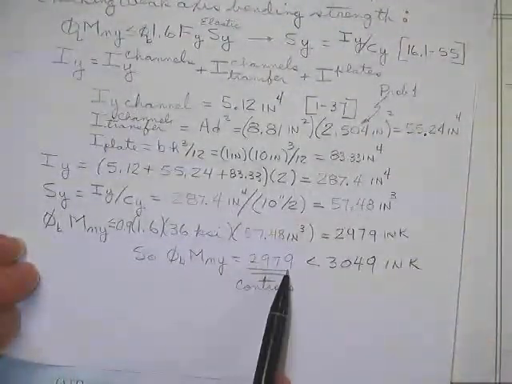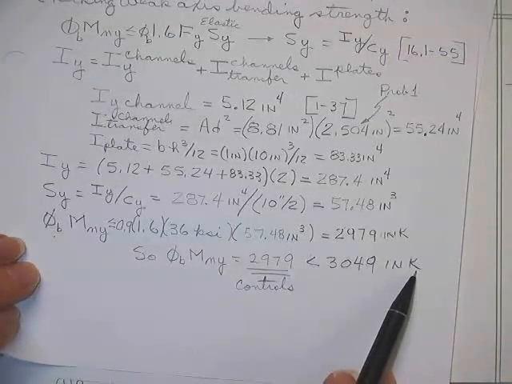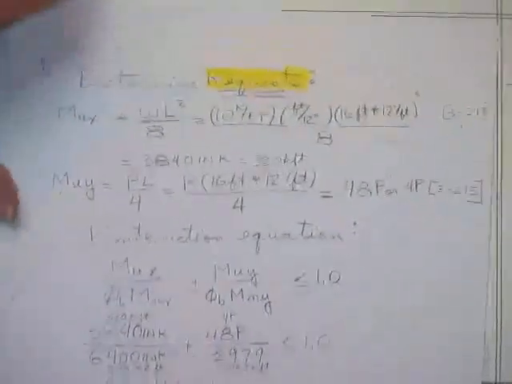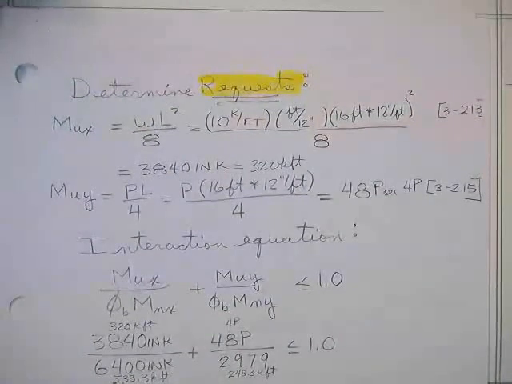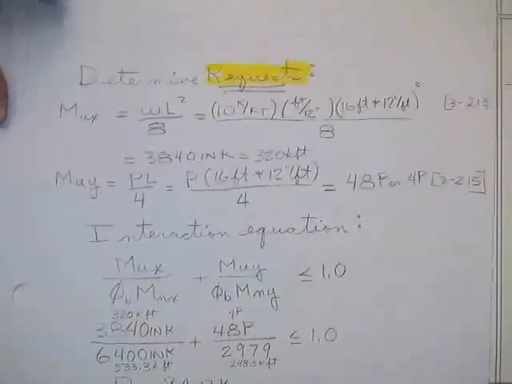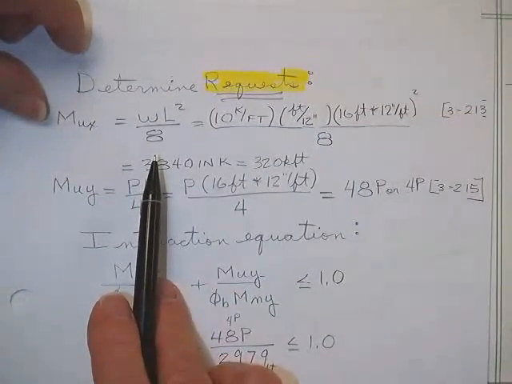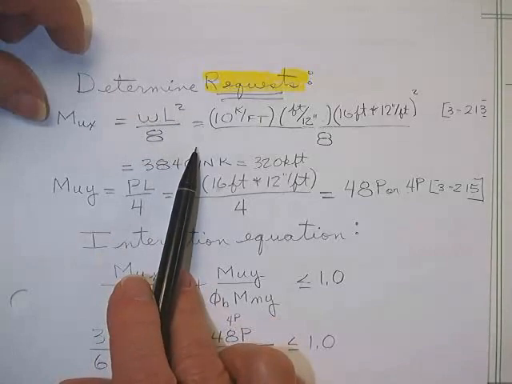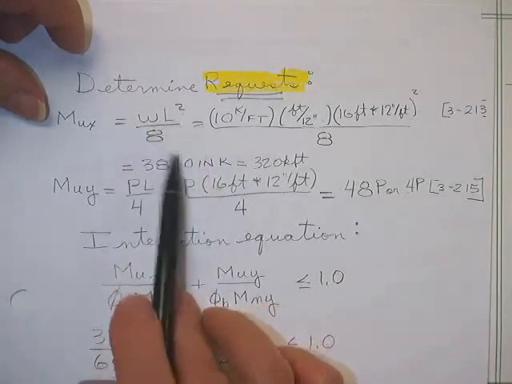We have the capacity about the strong axis, 6,400. Have the capacity about the weak, 2979 inch-kips. Now we need to know our requests. Who wants to suck strength out of this beam? Should be so simple to tell me the requests. So uniform load, the equation for it, you didn't have to draw a shear and a moment diagram. You can.